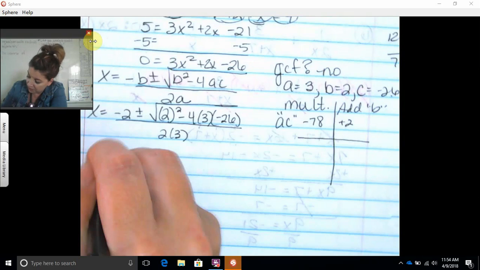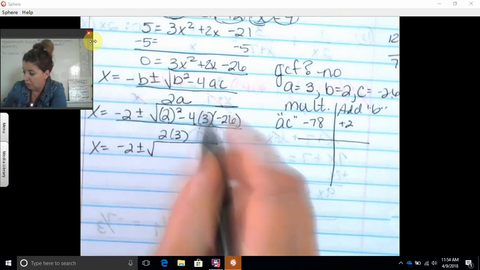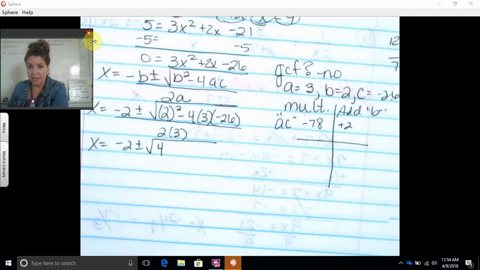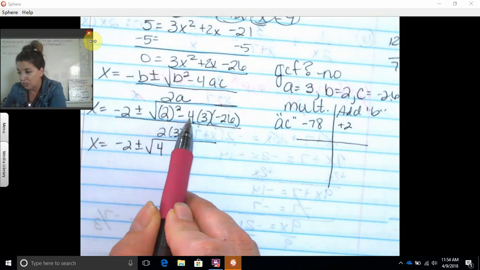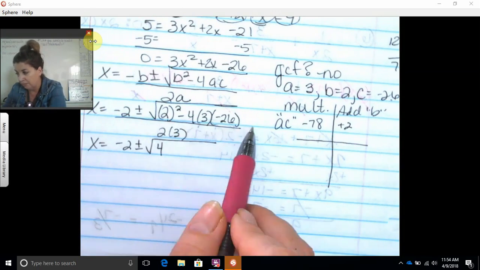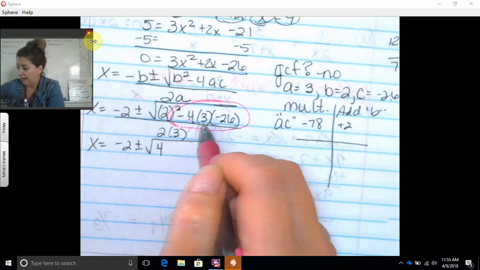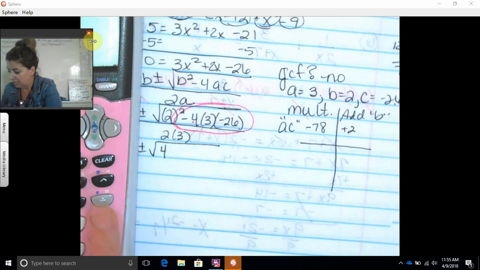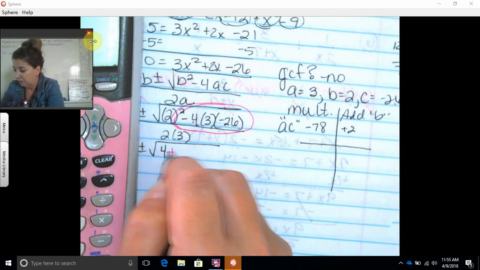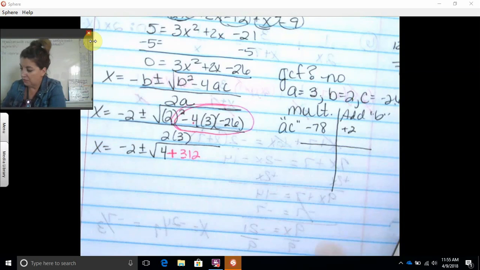So X equals negative 2 plus or minus the square root of 2 squared is 4. Now remember, do the minus 4AC part all together. Don't do 4 minus 4, 0. Subtraction does not come before multiplication, right? So I'm going to multiply this all together, even the signs. So I have negative 4 times 3 times negative 26, and that gives me positive 312, all over 6.